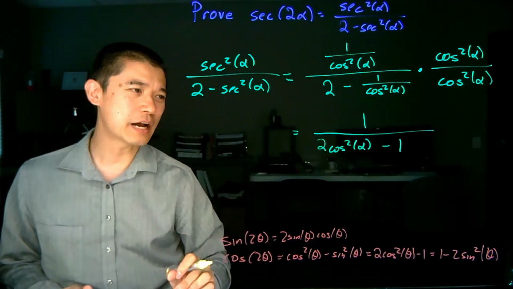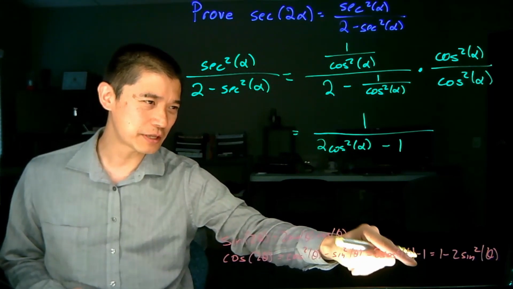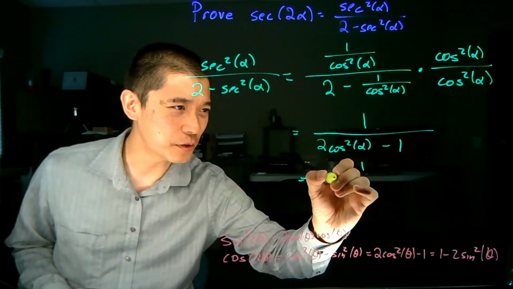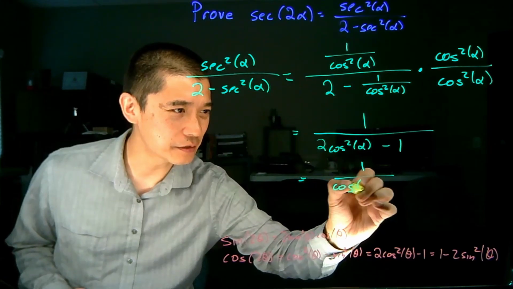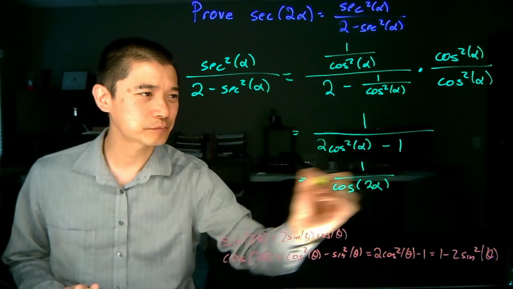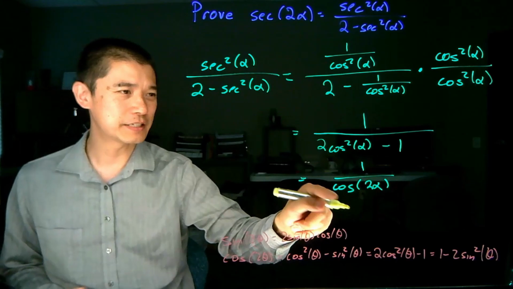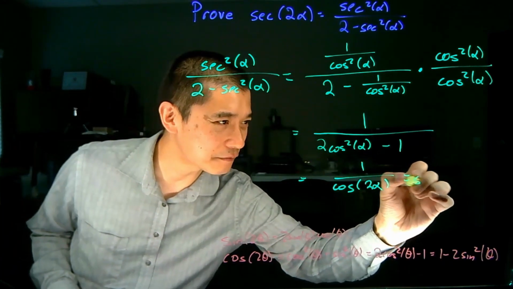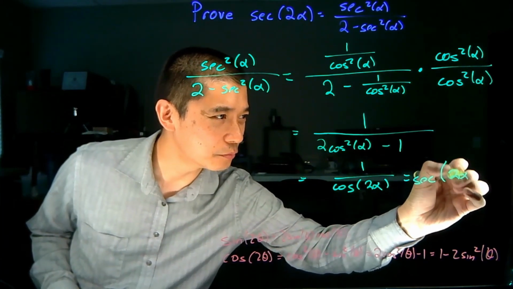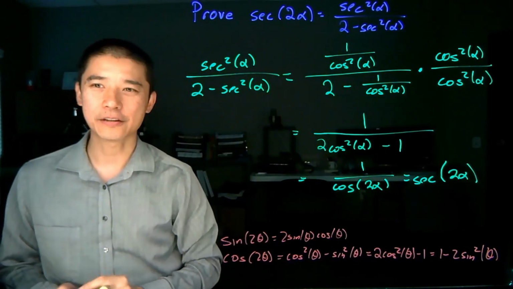2 cosine squared alpha minus 1. 2 cosine squared theta minus 1. So this is 1 over cosine of 2 alpha. And once we recognize this as a secant function, we are done. We've made it to the other side of the equation.